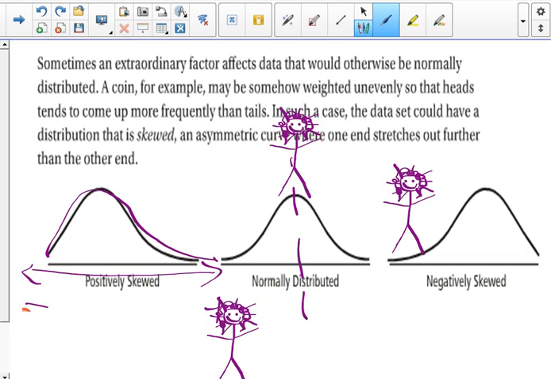This one's right dead in the center, so that's normally distributed. And then this one, we've got space over here. We've got a valley on the negative side that's negatively skewed. Okay? Any questions about that?